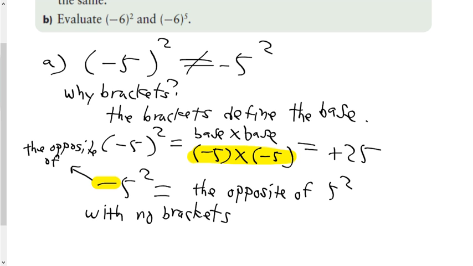Or alternatively, sometimes people think of that negative symbol as being a negative 1 multiplied by 5 squared. Sometimes people think of it that way as well. You can think of it both ways if you want. I personally, since I've been teaching it for a long time, find it easier to tell students that if there are no brackets around what appears to be a negative base, I just think of it as the opposite of it. It always works much better.